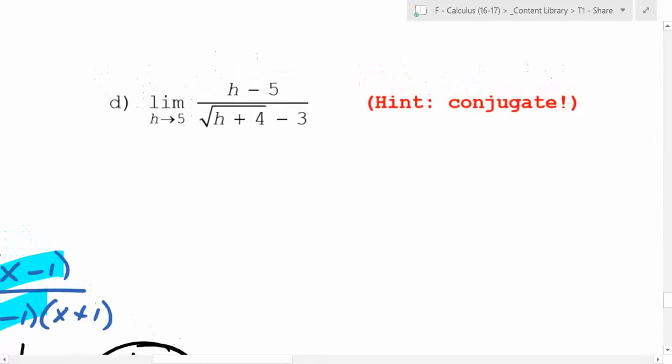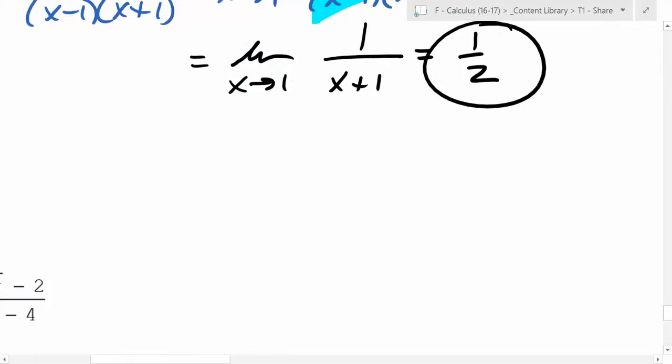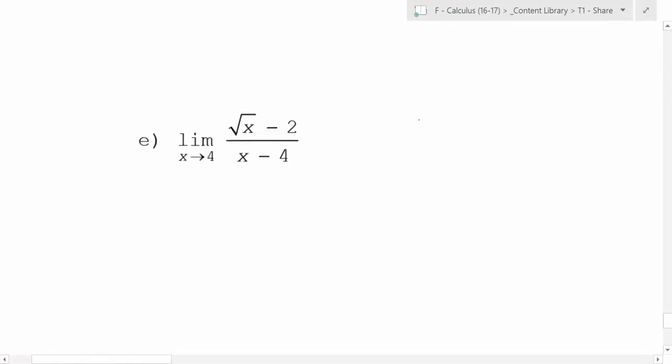This one right here, the only hint I'm going to give you is it involves this phrase right here. Somehow you're going to have to use that. And then on the last one, what do you think you're going to have to use on this one? The square root of x. You're somehow going to have to use this. But remember, you have to multiply by a form of 1.